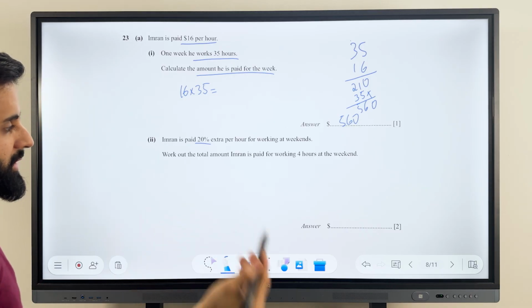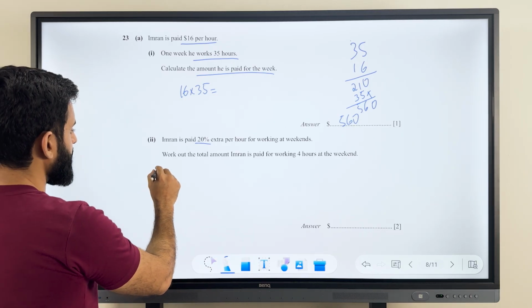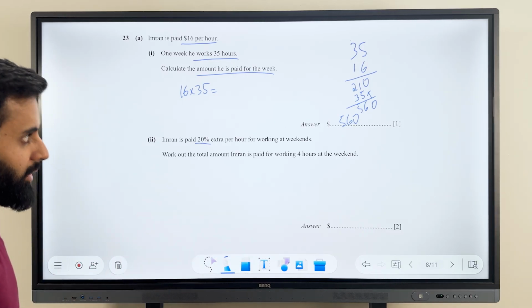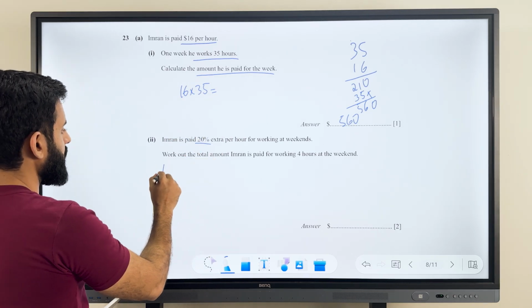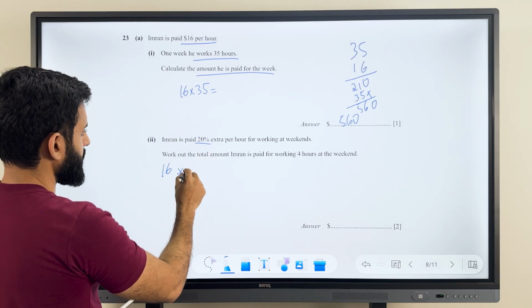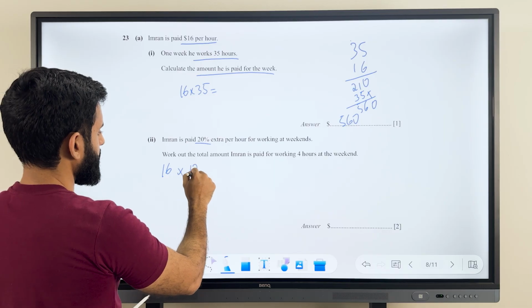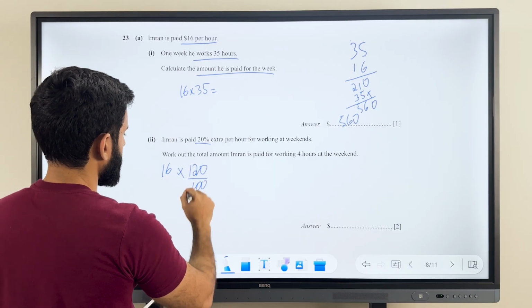He'll be getting 20% extra. That means he will be getting 120%. Okay, so here's another way that you can figure out the amount that he will be getting. It's the $16 which you're supposed to increase by 20%, and the way to do it directly is to simply multiply it by 120 upon 100.